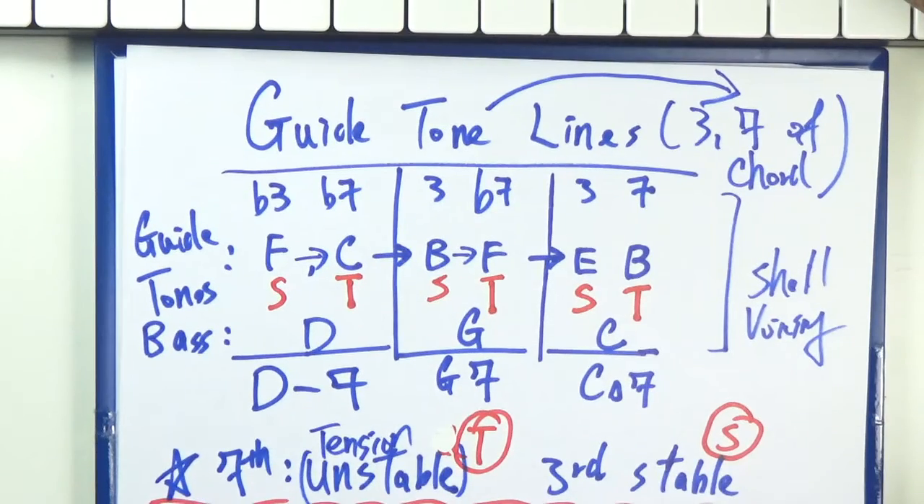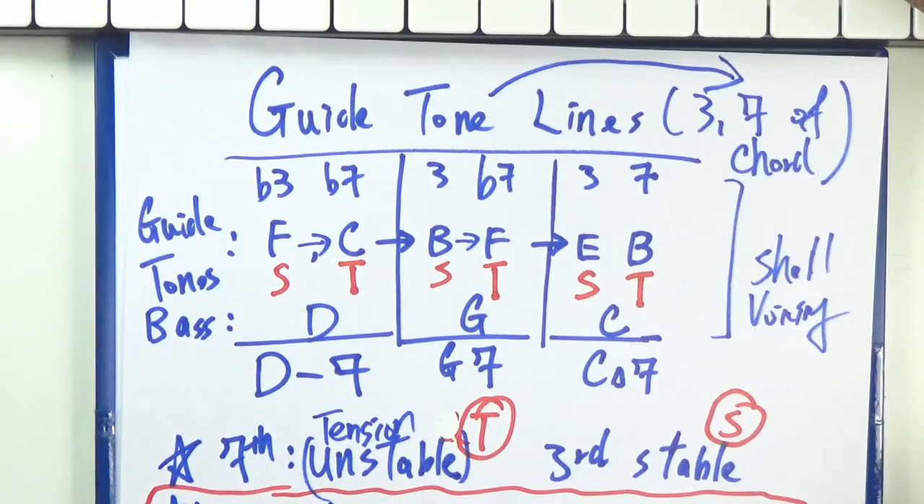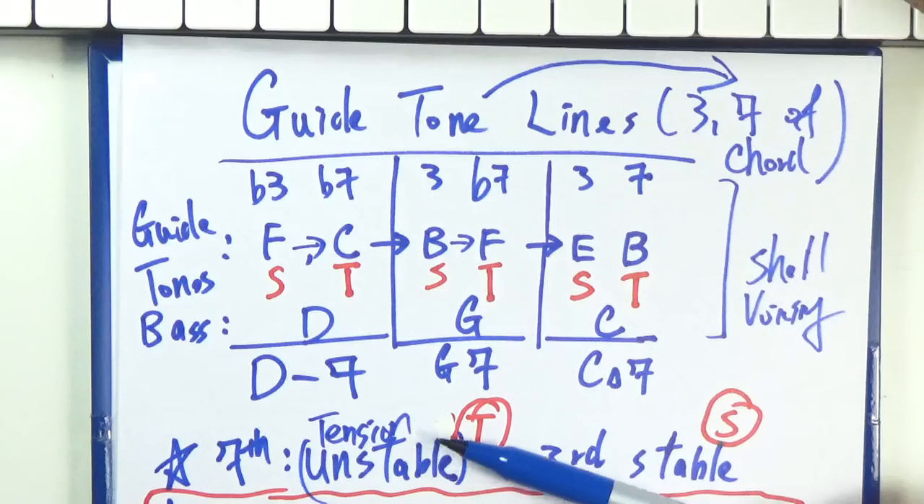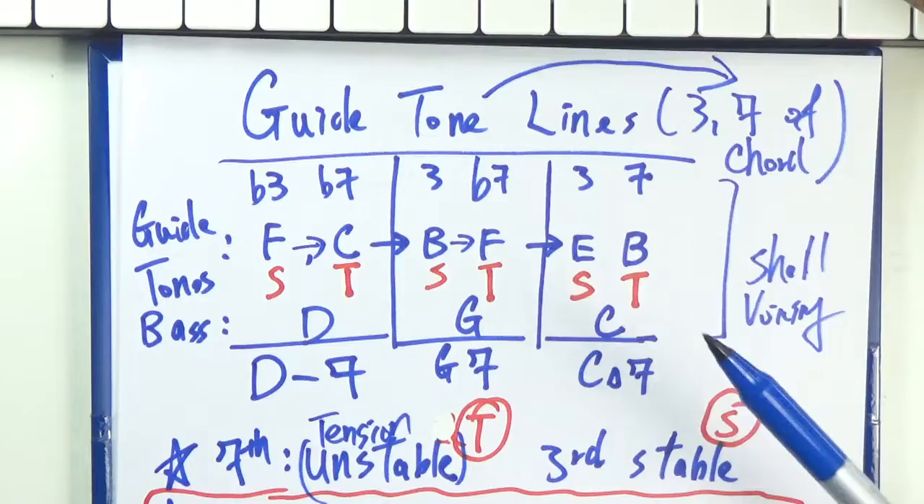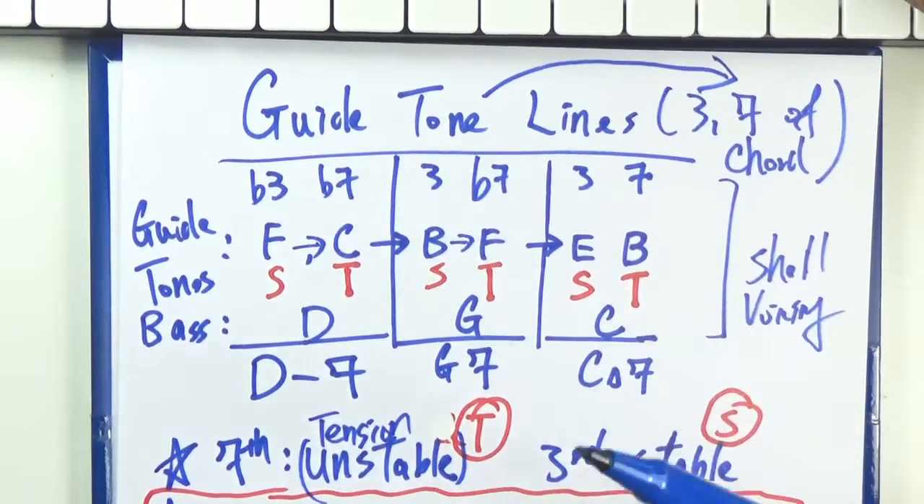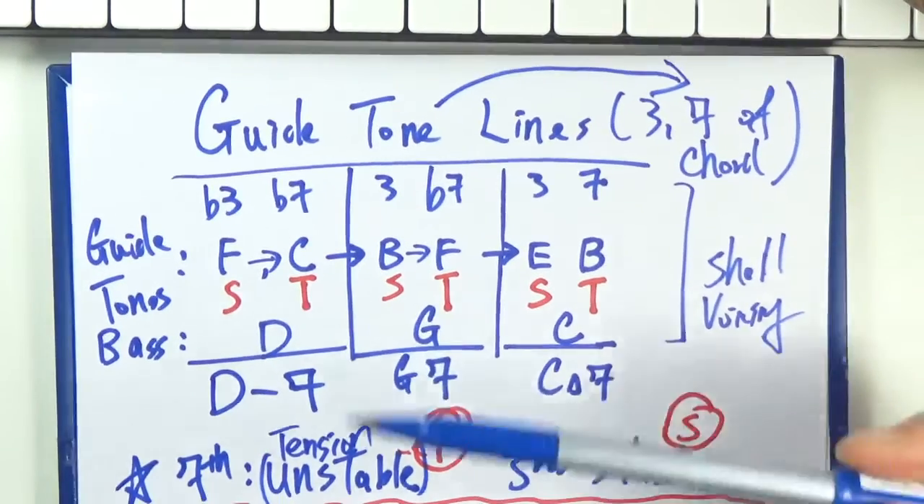From the last video, we learned that the 7th degree of a chord is actually a tension tone, so I would denote that as T. And the 3rd degree is actually a stable tone, so I would denote that as S. That's our shorthand. Guide tone lines go something like this.